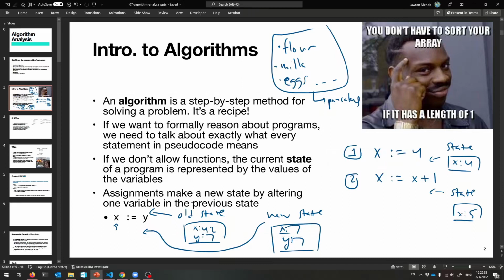And if we talk about mathematically how these states change for every different kind of pseudocode statement, we can formally reason about programs mathematically.